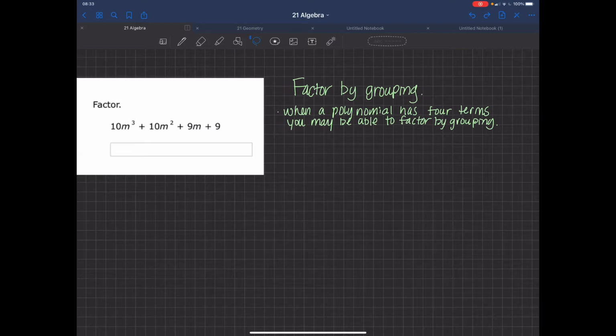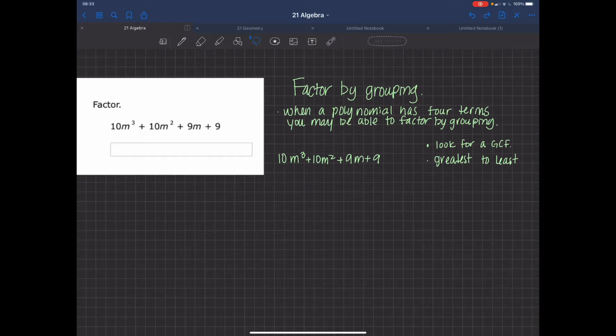So for the polynomial we're working with today, we have 10m to the third plus 10m squared plus 9m plus 9. So we have to initially look for the GCF. I don't have a GCF. My GCF would be 1, and then we have to order it from least to greatest.